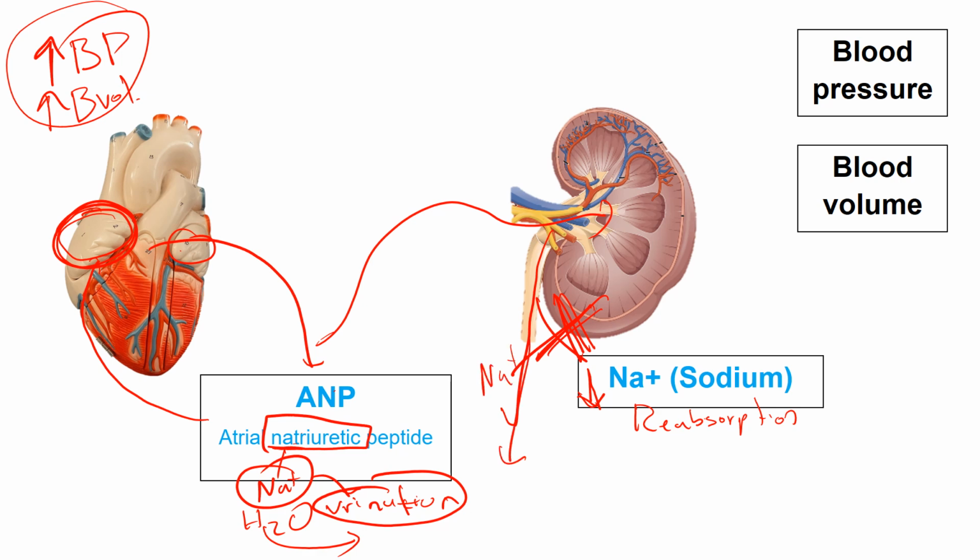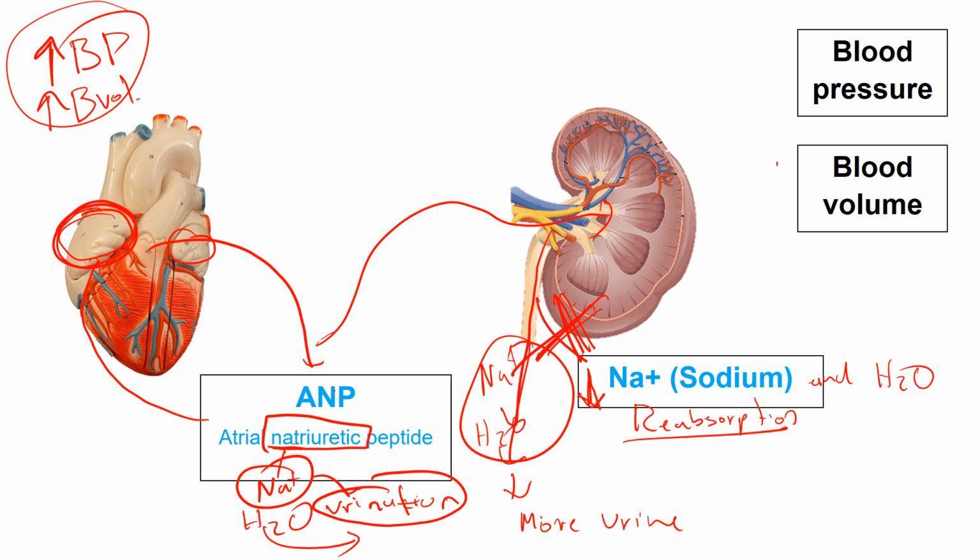And again, what happens with sodium? Water follows. So less water is being reabsorbed, so less sodium and water reabsorption means that you're going to lose them through the urine. And what happens when you lose water through the urine? You urinate, or let's put here, you produce more urine.